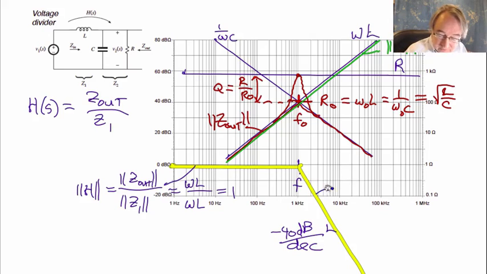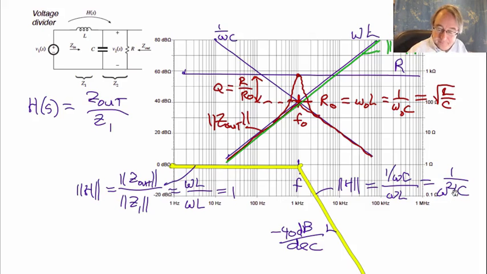And the equation of this asymptote here then, H is again Z out over Z1, but Z out, as I mentioned, now becomes 1 over ωC, and then we divide by ωL, and so the expression of this asymptote is 1 over ω squared LC. So we have two poles at f0.